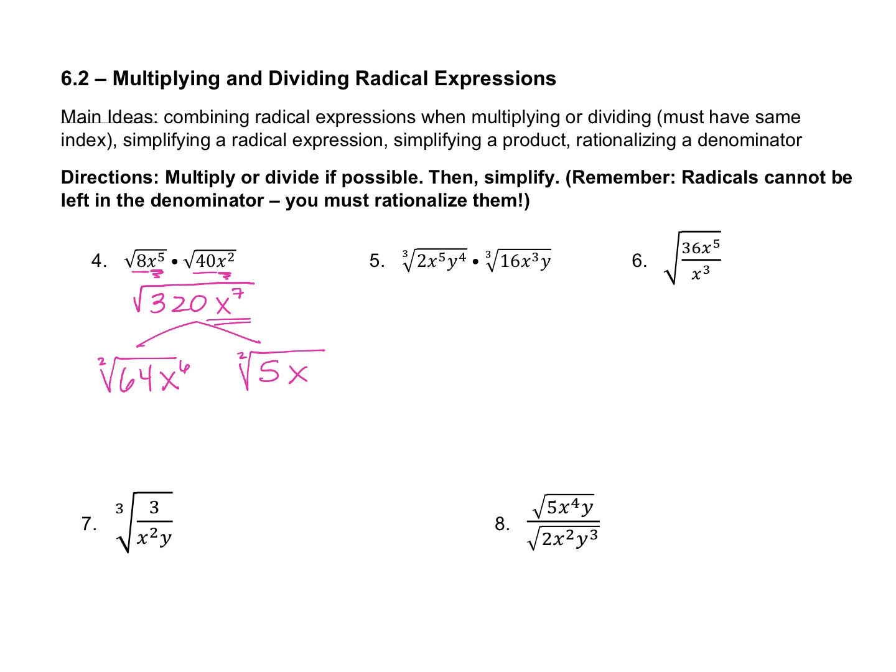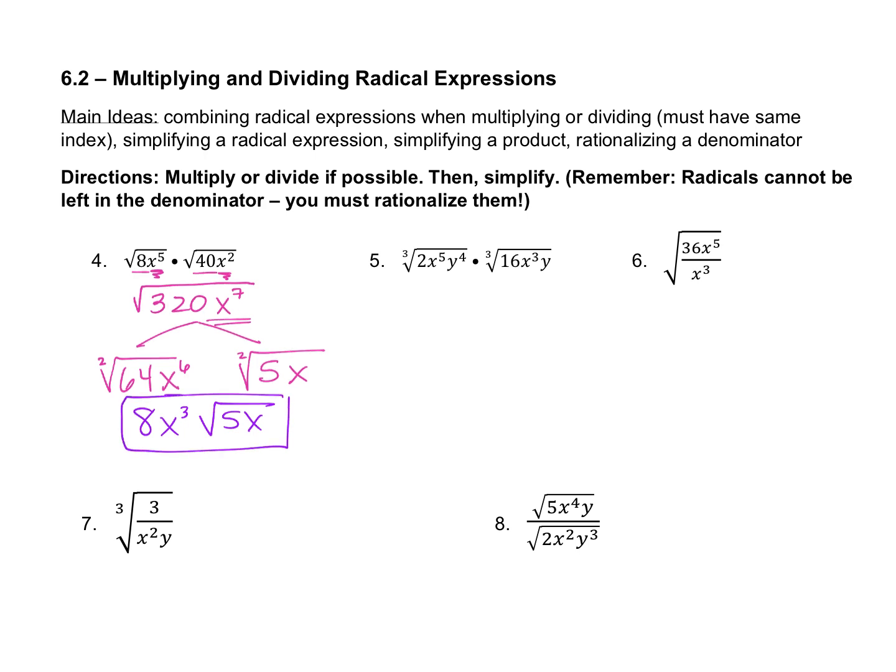Okay, so simplify that. Square root of 64, you get 8. The square root of x to the 6th, you get x to the 3rd. And then it's times the square root of 5x. And that is your final answer.